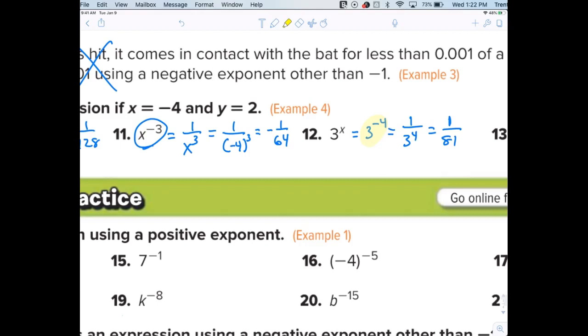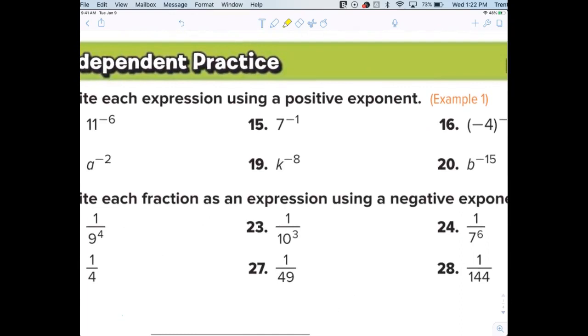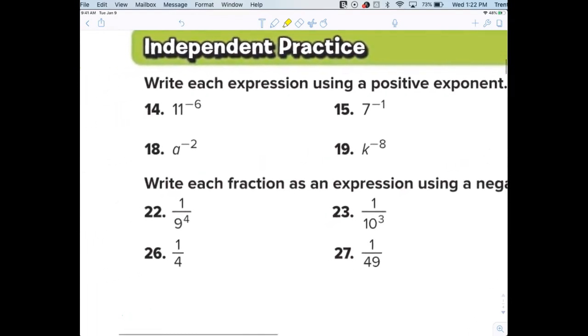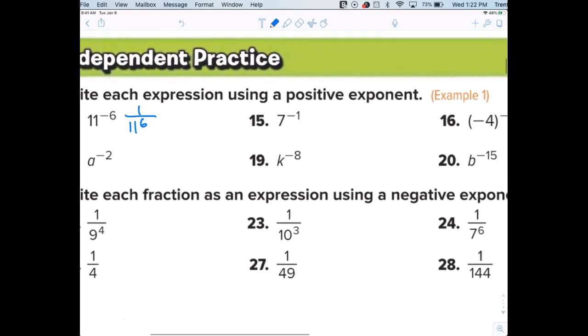All right, so here we go. Let's continue. All right, 14. Morgan, tell me what the answer is for 14. We just want to use positive exponents. So 1 over 11 to the power of 6. Yes, 1 over 11 to the 6th power. Beautiful. All right, Ryan. 1 over 7. You are amazing. 1 over 7 to the 1st.